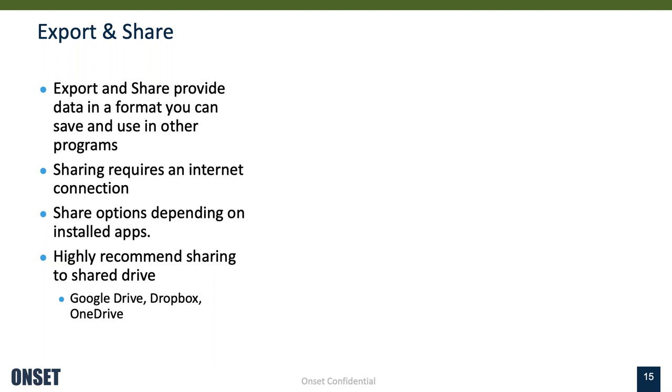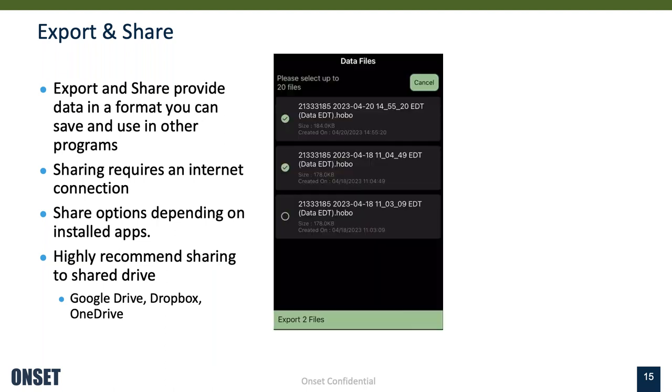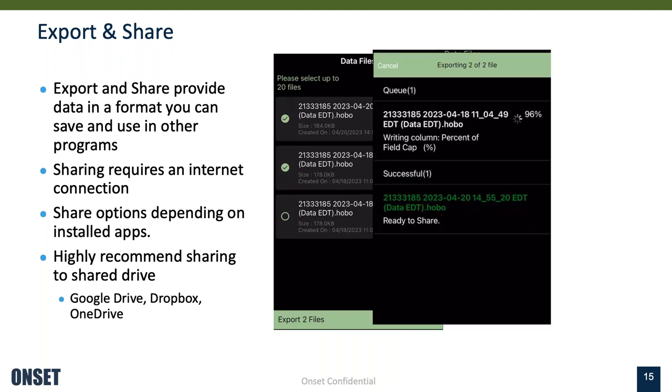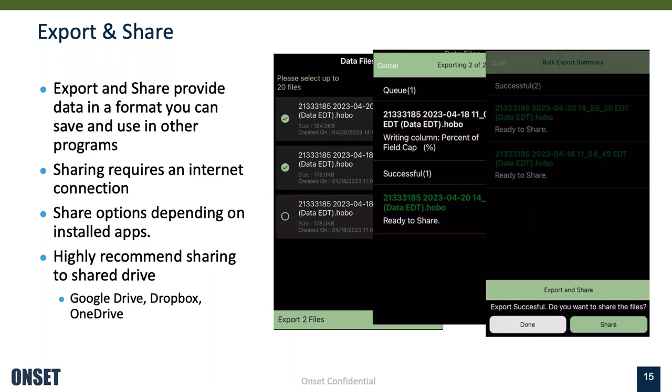You'll be prompted to export and share when you download a file, or you can also export and share from the data tab. We've recently added a bulk option there too, which you'll see on the data files tab. When you've entered that mode, you can select up to 20 files at a time and use the bulk export and share option. You'll see us run through the queue of the exports, and then you'll get the option to either quit the process or share.